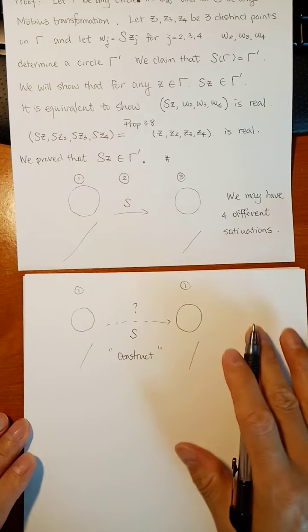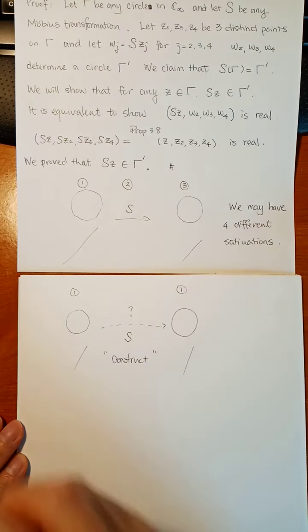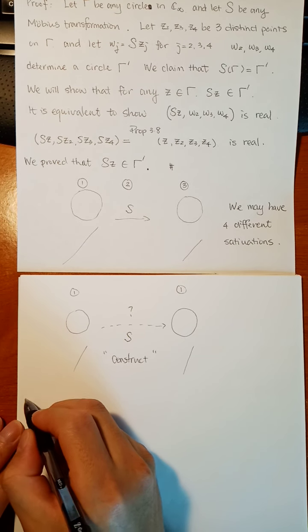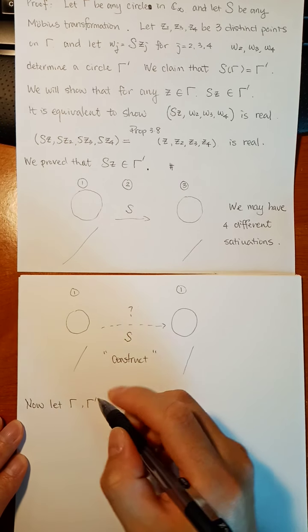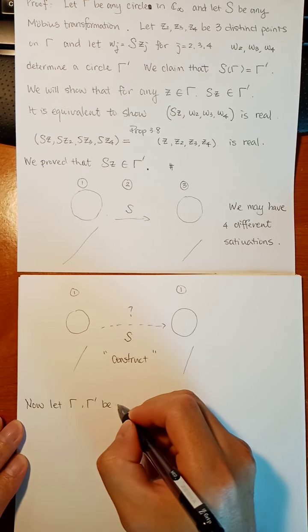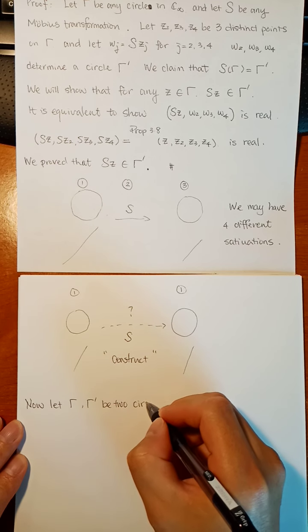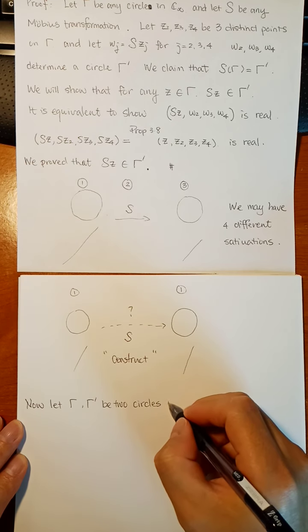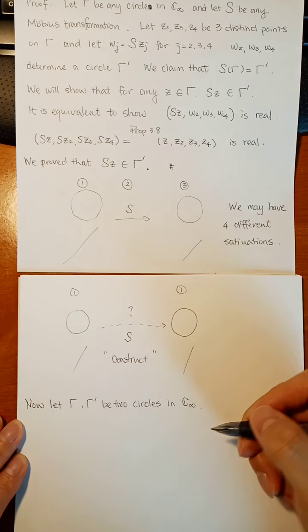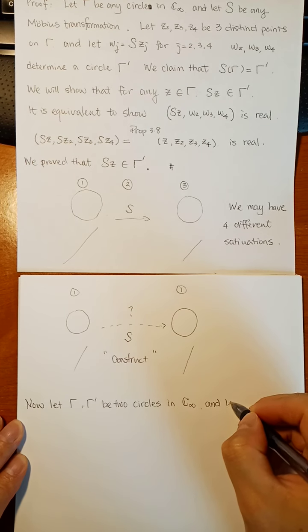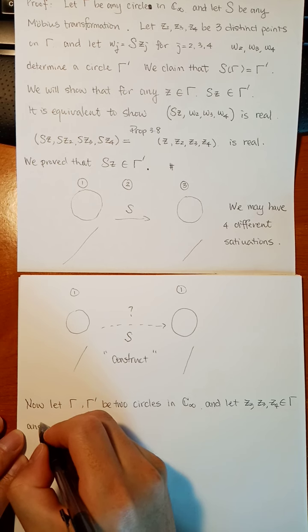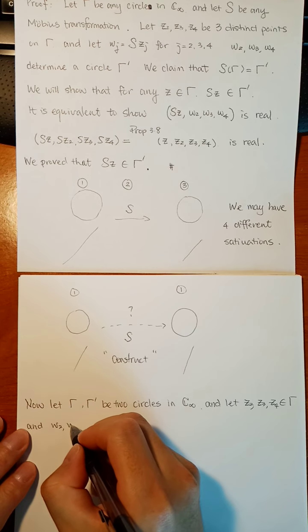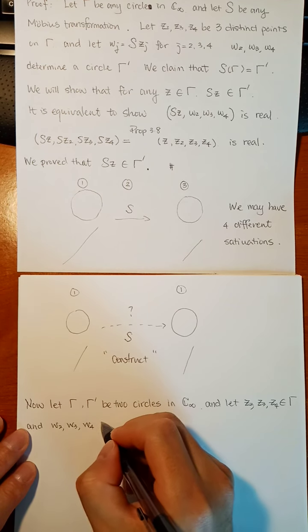so we are talking about the new situation. Now let gamma prime be 2 circles in C infinity, and let Z2, Z3, and Z4 be in gamma, and W2, W3, W4 in gamma prime.